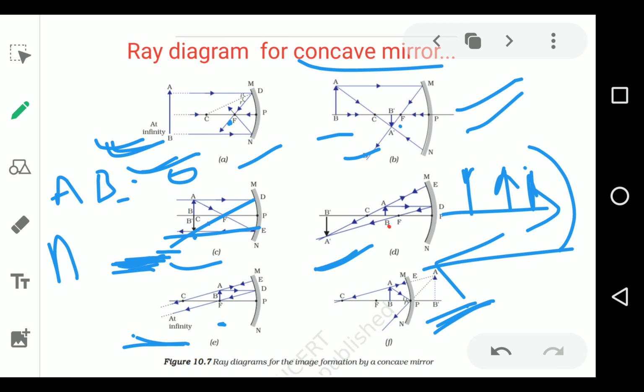So when the image gets formed on the reflective surface side of the mirror, that image is known to be a real image. Okay, real image. And when the orientation is opposite to that of the object, that is known as an inverted image. Okay, so next we are going to see the D figure.